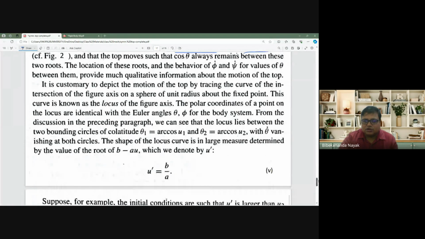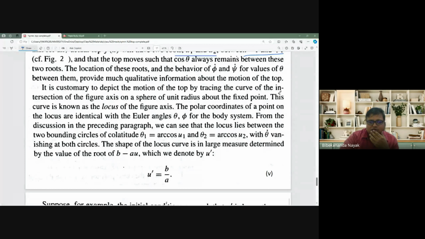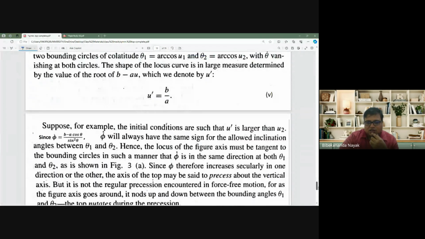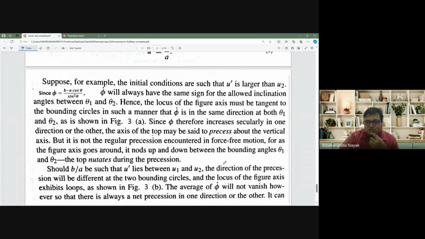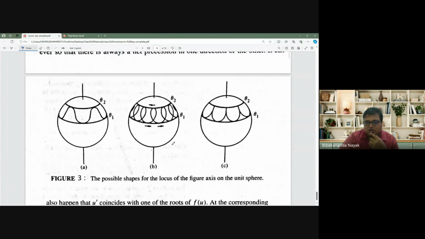It is customary to observe the motion of the top by tracing the curve of the intersection of the figure axis and a sphere of unit radius about the fixed point. The polar coordinates of the point or locus are identical. They are given, so since it is b minus a u, you can take u prime equal to b by a. I have written all these things. One is precession, and one is nutation. Just picture precession and nutation.